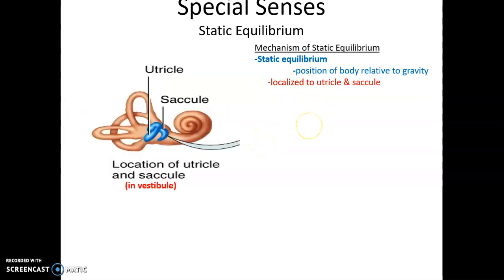So we'll start with static equilibrium. Static equilibrium is the position of the body relative to gravity. However, since it's localized to the head, it's really more the position of the head relative to gravity, so that if you move your head so that you're looking down or looking up or laying your head on the side of your shoulder, static equilibrium will be able to let your brain know how the head is positioned. And the receptors are localized to the utricle and the saccule found in the vestibule of the bony labyrinth.